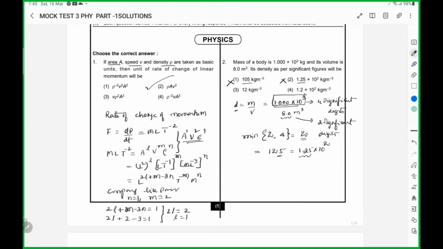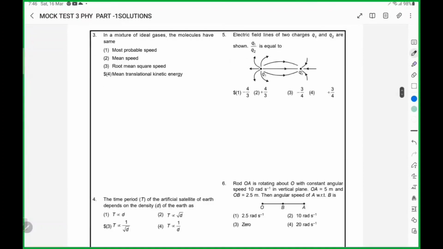So here the drop digit is exactly 5, and the preceding digit is even, it remains the same. If it is odd, it is added. So now this is equal to 1.2 into 10 square kg meter power minus 3. So the fourth option is correct.